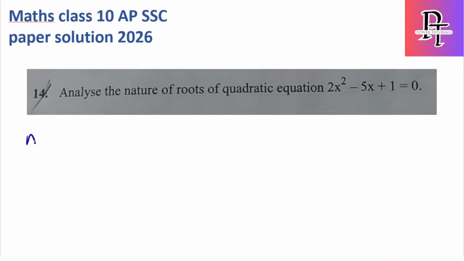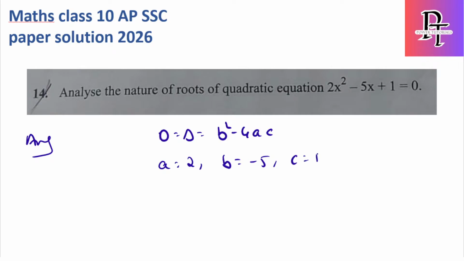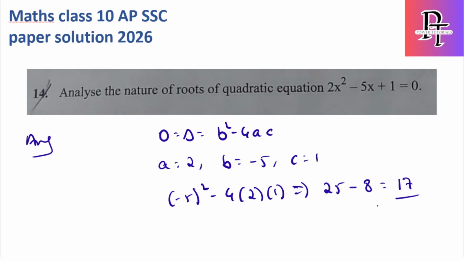Let's move to the next one, 14th question. Analyze the nature of roots. To analyze the nature of roots, what do you need to find? We need to find D, which is delta, which is b square minus 4ac. So let's first write the a, b, c values. a value is the coefficient of x square, which is 2. b value is the coefficient of x, which is minus 5, and c value is the constant, which is 1. So b square, which is minus 5 whole square, minus 4 into a value 2, and c value 1. So this becomes 25 minus 4 twos are 8, 25 minus 8, the answer is 17. So I got delta as greater than 0.